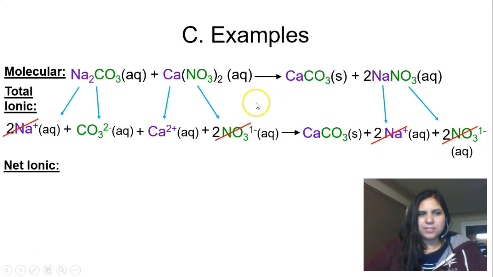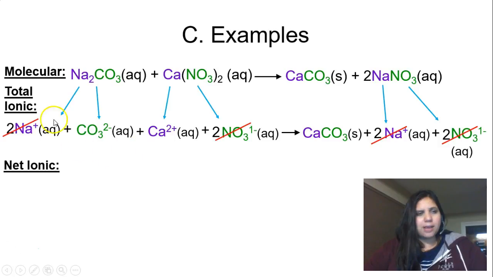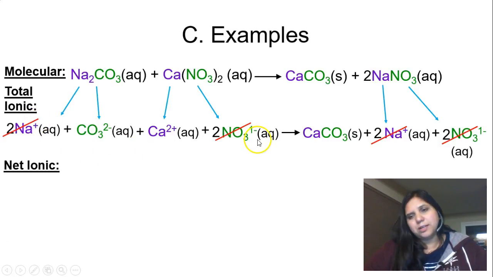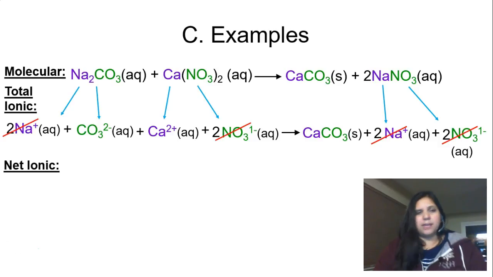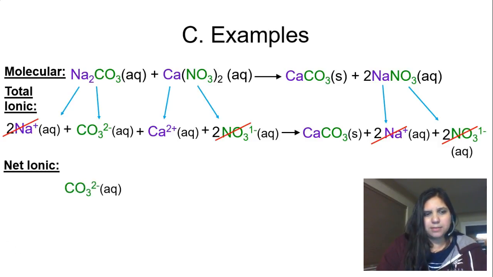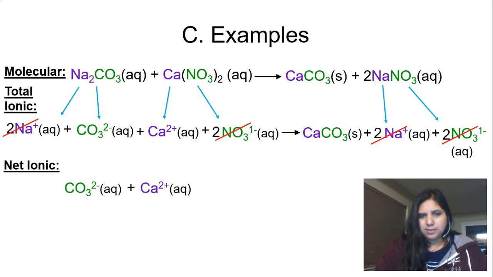Okay, so if I have to identify the spectators, I would say that sodium and nitrate are the spectators in this reaction. The net ionic equation is just everything that's left over that we haven't crossed out, so all we have to do is bring that stuff down. So it's carbonate and calcium makes calcium carbonate. And again, this should already be balanced if everything else is taken care of in the beginning.